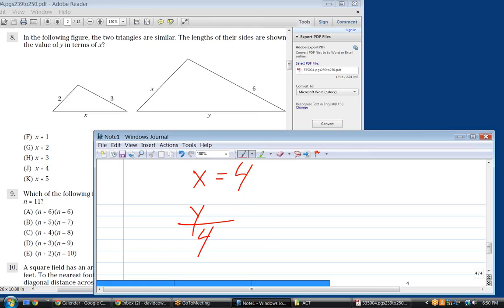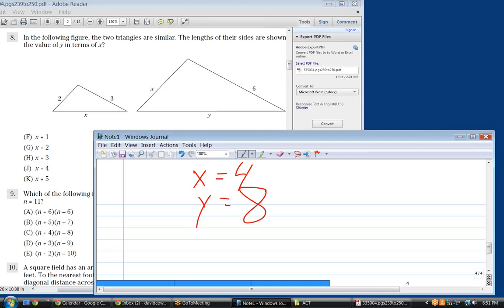Y has to be what? I'm confused. Y has to be x plus... No. This x here is the same as this x here. So we just solve for 4. Oh, so that y is this 4. What is y? 8. So then you'd have to do x plus 4. There you go. That's the way to do it.